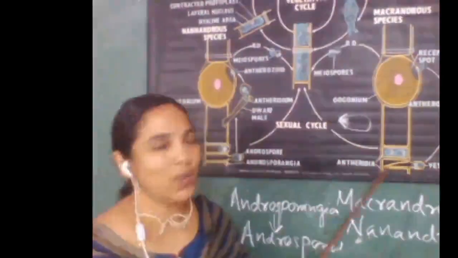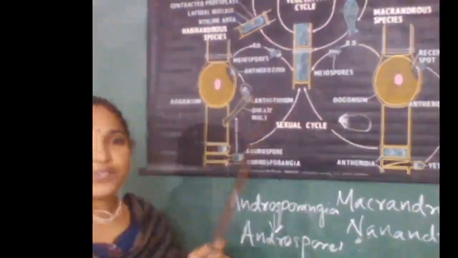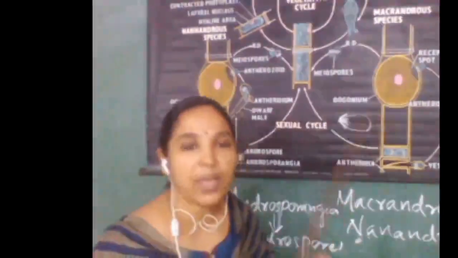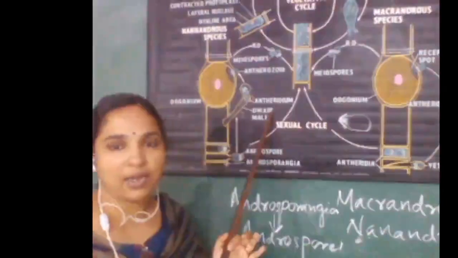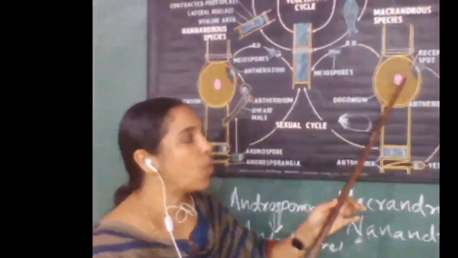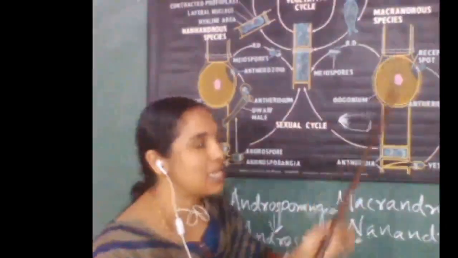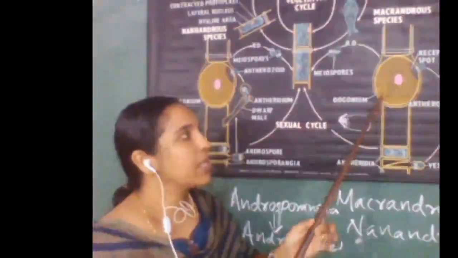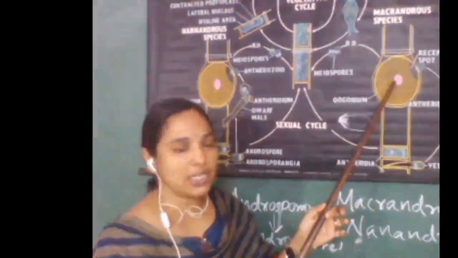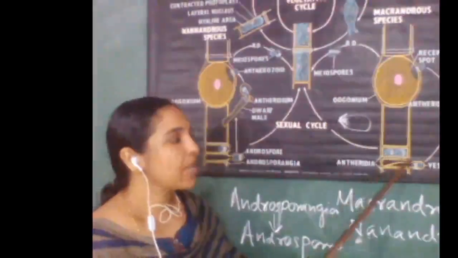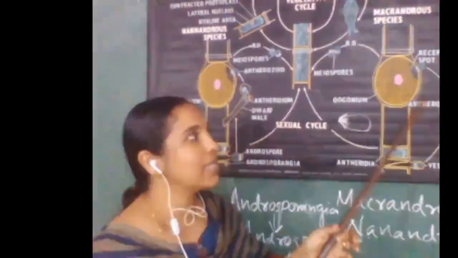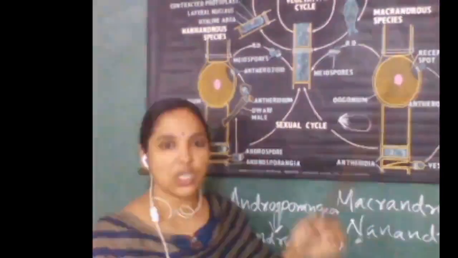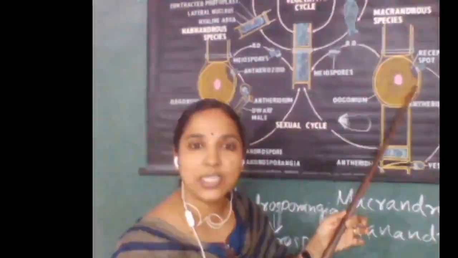Once more I will conclude. There are two types of life cycle, two types of Oedogonium undergoing sexual reproduction. One is Macrandrous, another one is Nanandrous. In Macrandrous species, oogonia and antheridia are produced in the same filament. Oogonia is a simple structure with an egg at the center. Antheridia are produced in a special cell. The antheridial cell produces androzoids. Androzoids are multiflagellate structures. They are liberated and attach to the receptive spot of the oogonia and fertilization takes place.